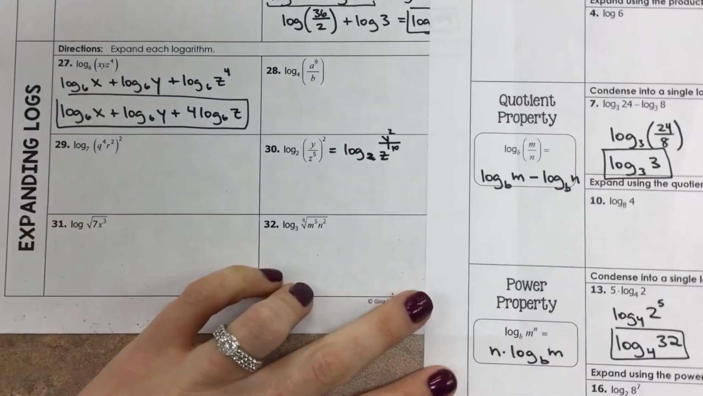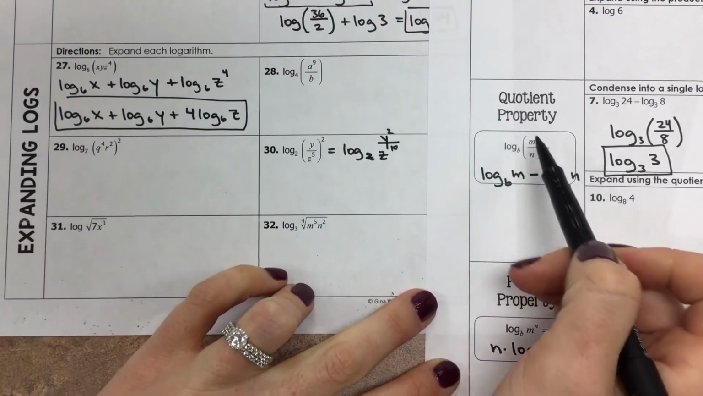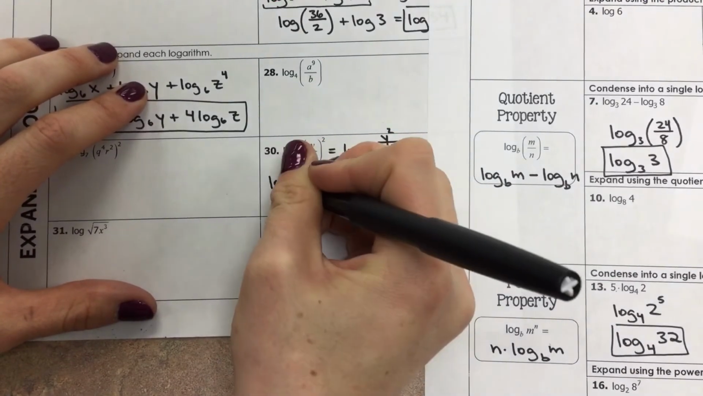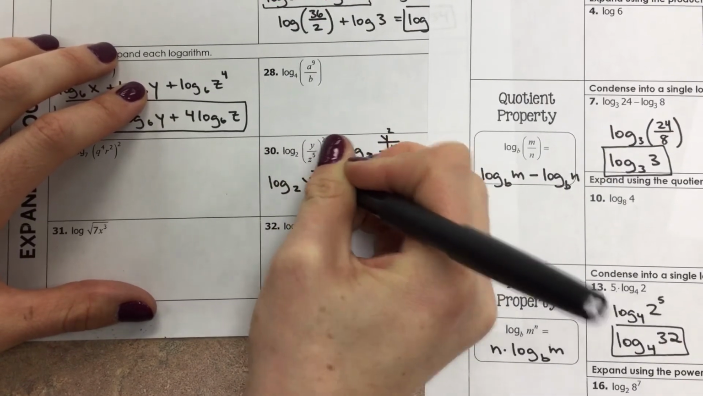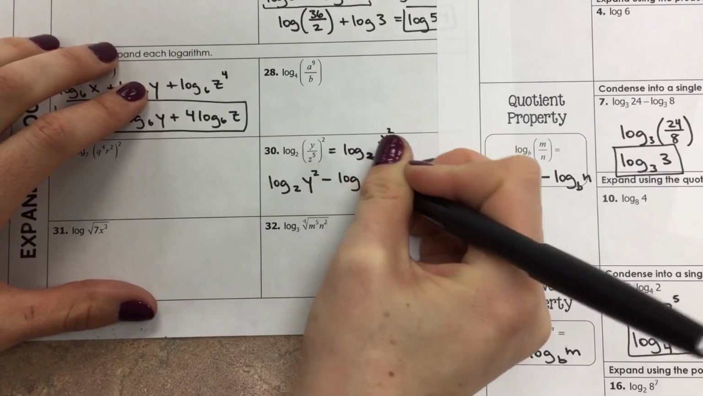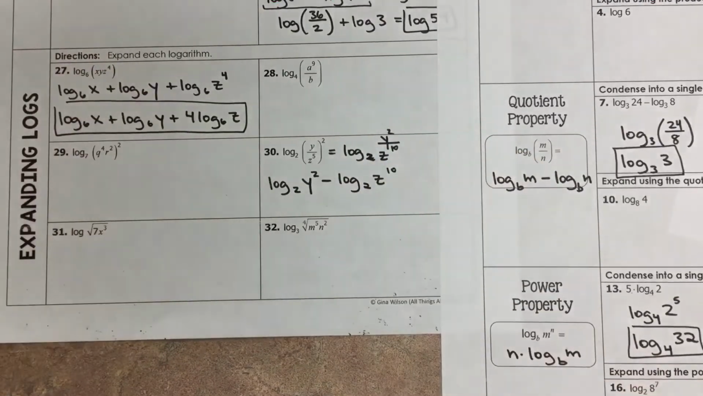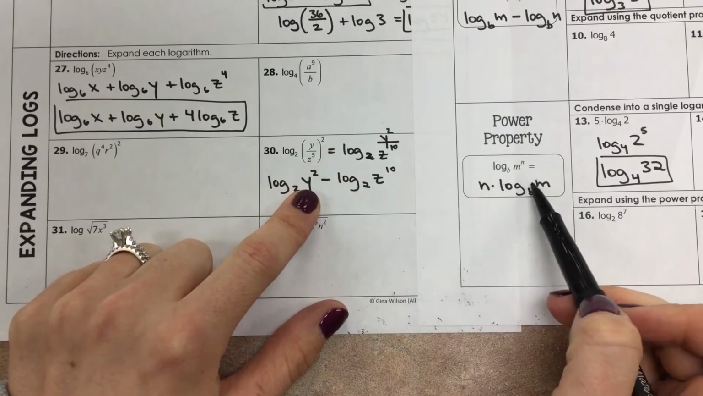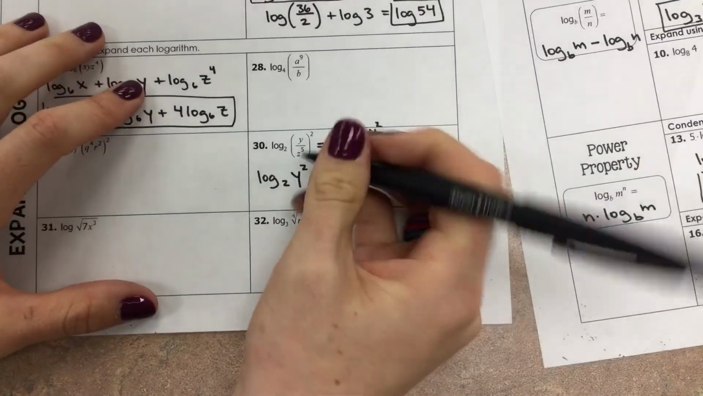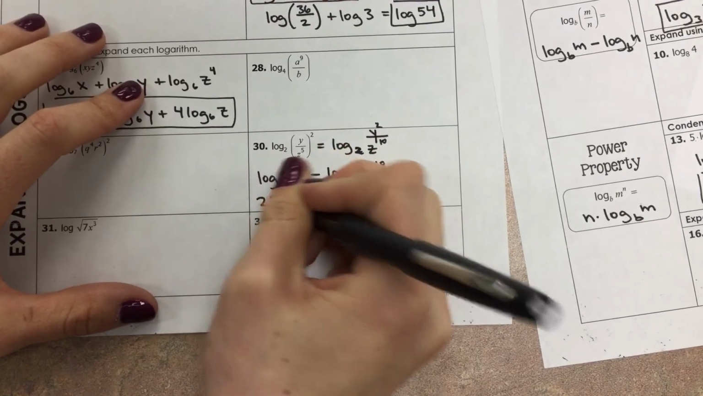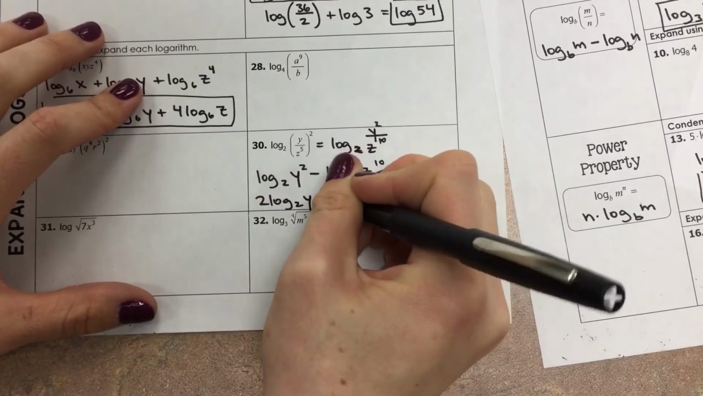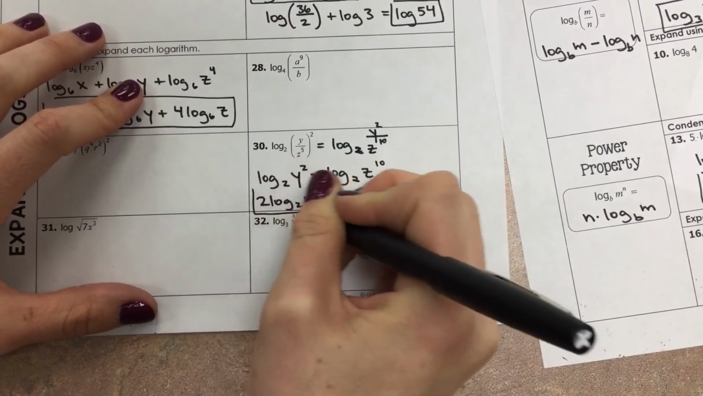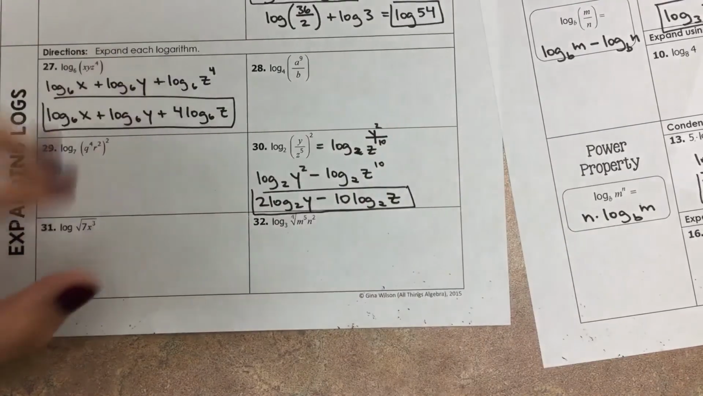Now, with the quotient, we find ourselves needing this property right here. So m over n would be log of m minus log of n. So this one would be log of y squared minus log of z to the 10th. And finally, we take care of these exponents. So these exponents means each piece needs to bring that exponent to the front. So here the 2 comes to the front, and with this one the 10 comes to the front. So that is our fully expanded expression for number 30.